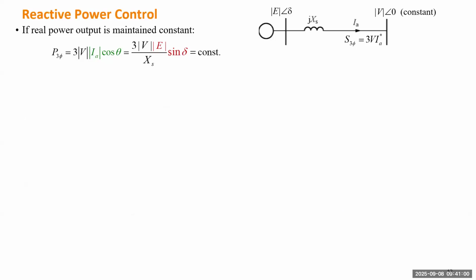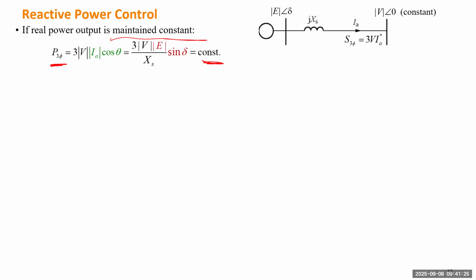Next slide, we want to talk about one application of using this simplified generator equivalent circuit model to study how to do reactive power control. Reactive power control means we don't want to change real power or active power. We just maintain P as constant. So the three-phase P will be constant.